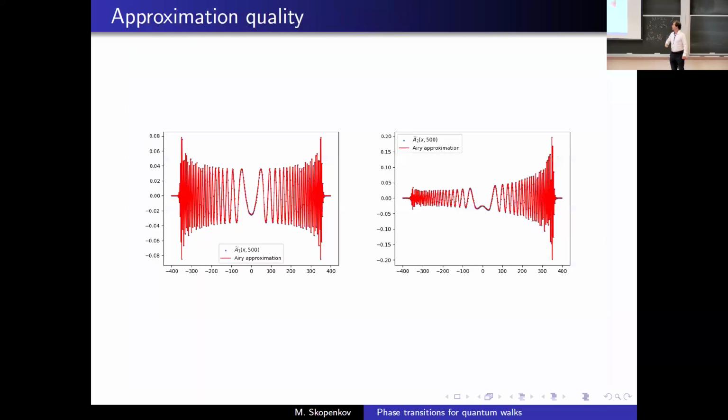So, some plot to illustrate the approximation quality. Here, small blue dots represent the true values of the wave functions, and the red curve is the approximation. And what is really interesting for us is to discuss the ideas of the proof of this result, because here we introduce a completely new idea.